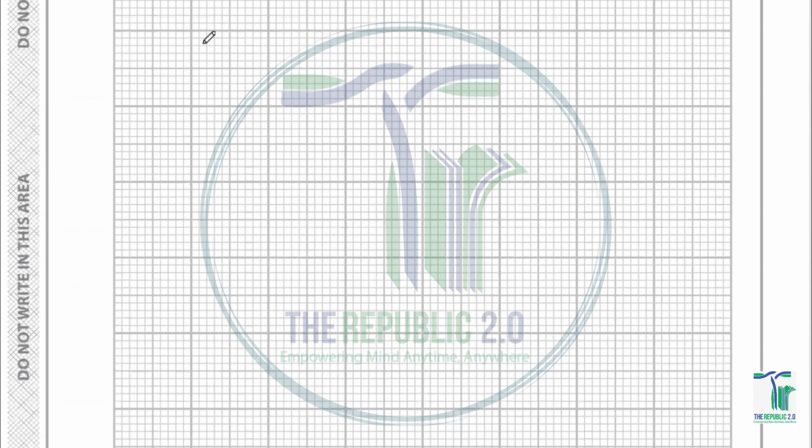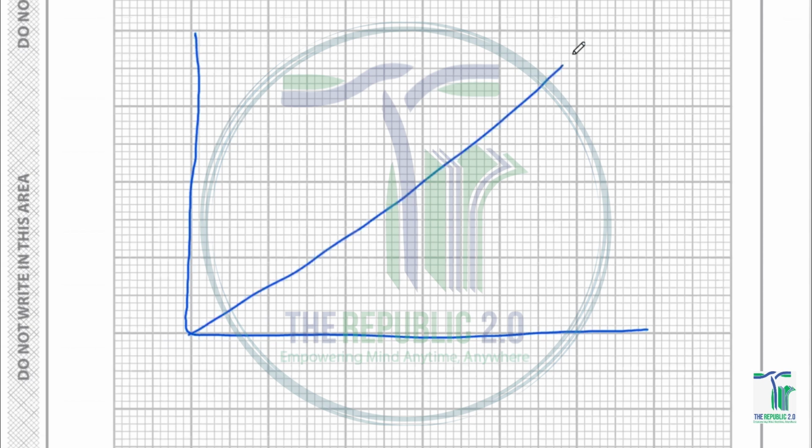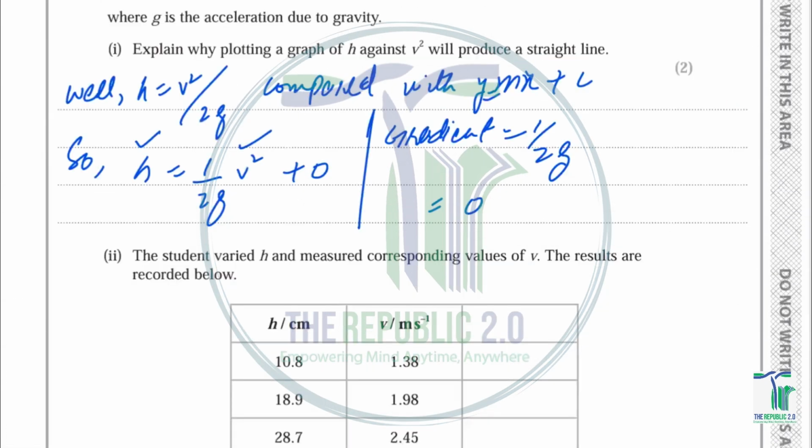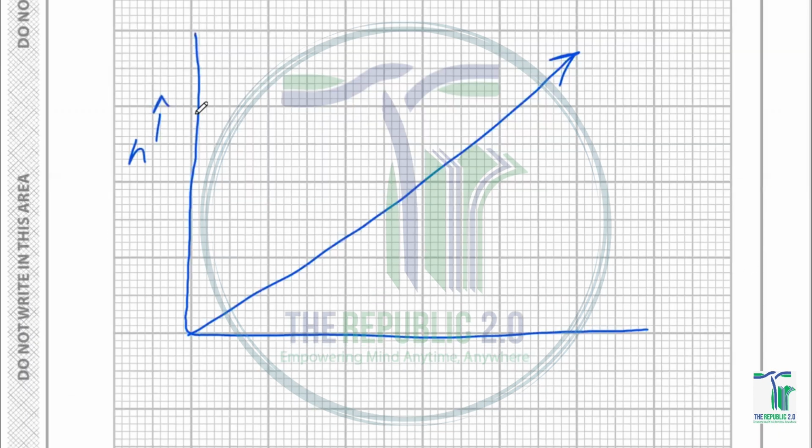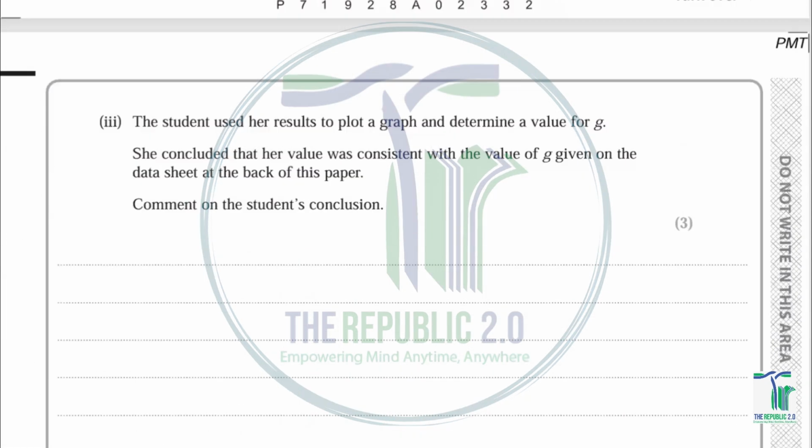I'm not plotting a graph, I'm just drawing a sketch of the data. So it must be a line like this, right? With H on the y-axis and V square on the x-axis, right? That is how we're going to plot this graph.